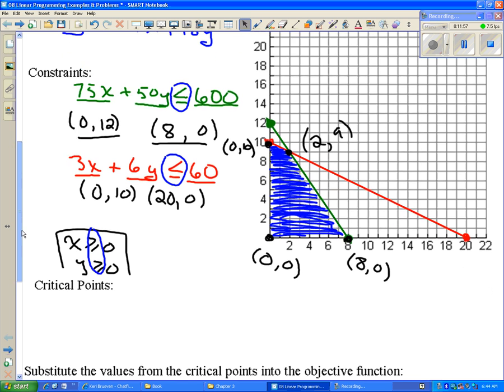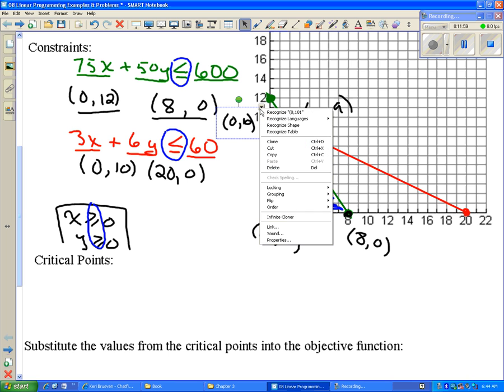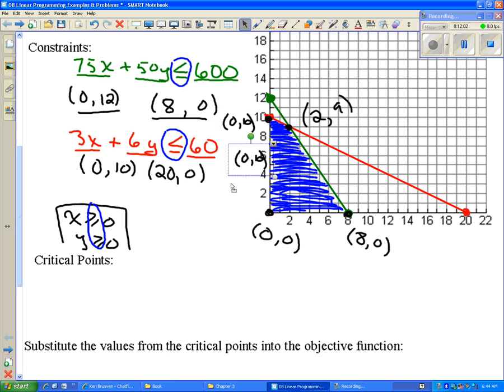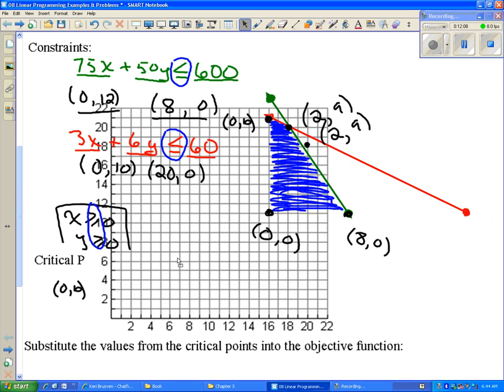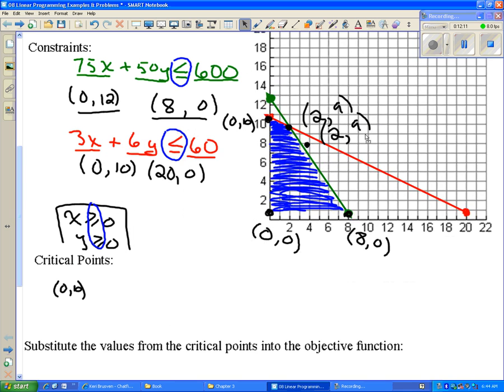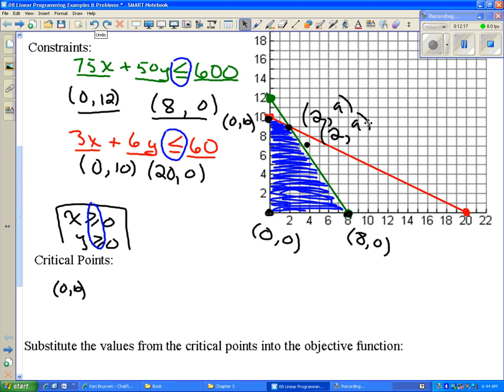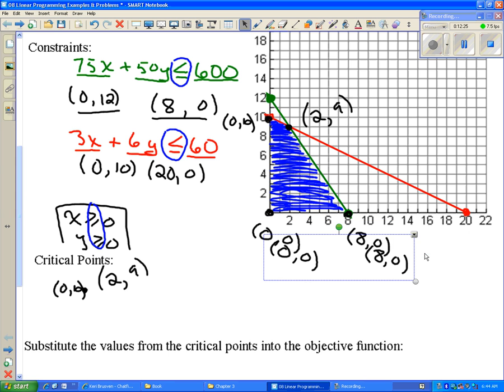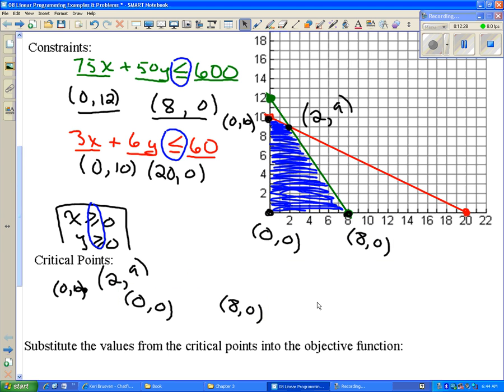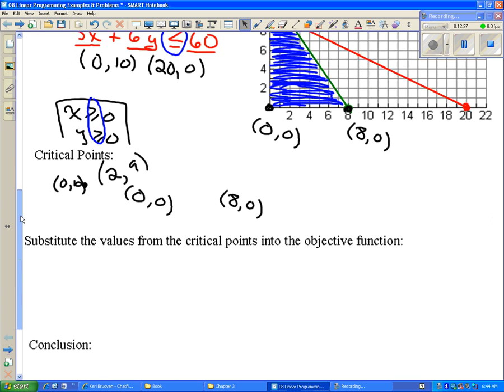So let me go ahead and clone 0, 10. Don't move that. Let's undo that. Okay. Oh, I cloned the dot as well. 2, 9. And these two points are coming together. 0, 0, and 8, 0. Those are my critical points because those are the vertices of where my intersections of my constraints come together.